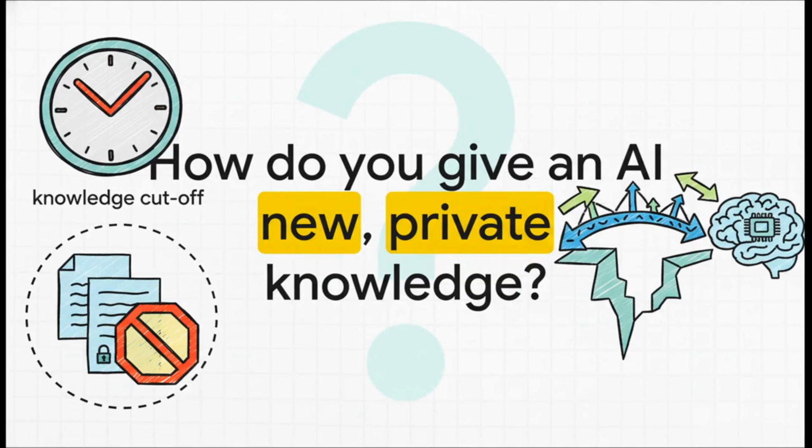Okay, so here's the big problem we're all facing. These incredibly powerful AI models we use, they're basically stuck in the past. They have a knowledge cutoff date, and even more important, they have absolutely no clue about your world, your company's internal reports, your personal research, none of it. So the question is, how do we fix that? How do we bridge that knowledge gap?